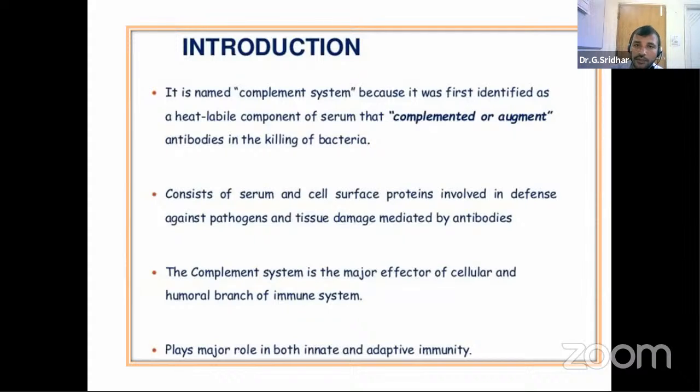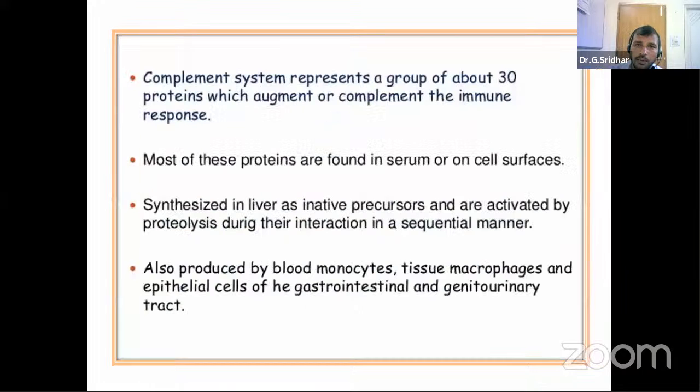And as I said, these complement proteins mainly support the main immune system, like the cellular and humoral branches, like T cells and B cells. That's why it's called the major effector of the cellular and humoral branches of the immune system. Complement proteins play a major role in both innate and adaptive immunity.